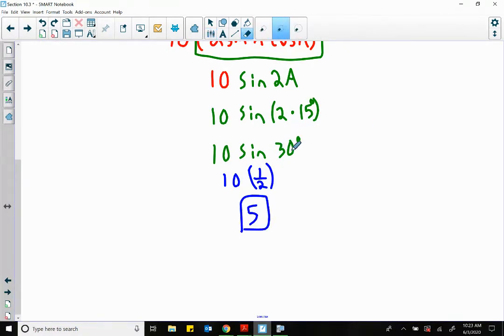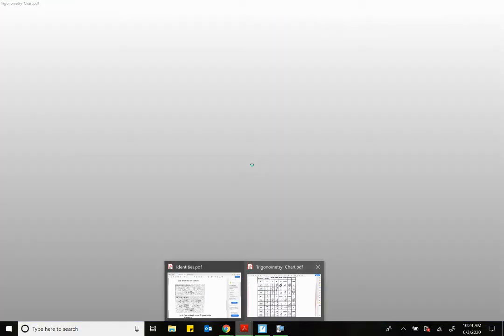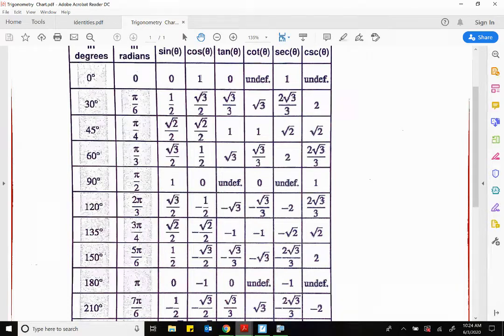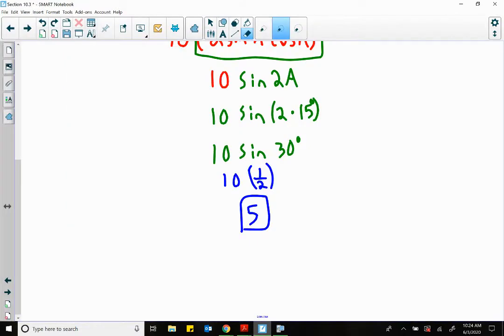So if you have a trig function that you can figure out, one that exists on our chart, you need to do it. See? Sine 30 degrees is a half. All right. Moving on.